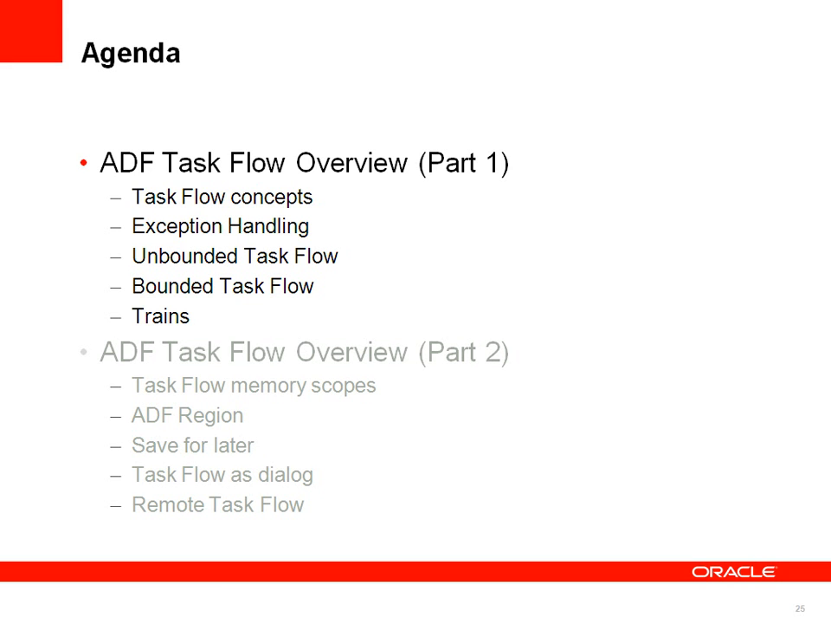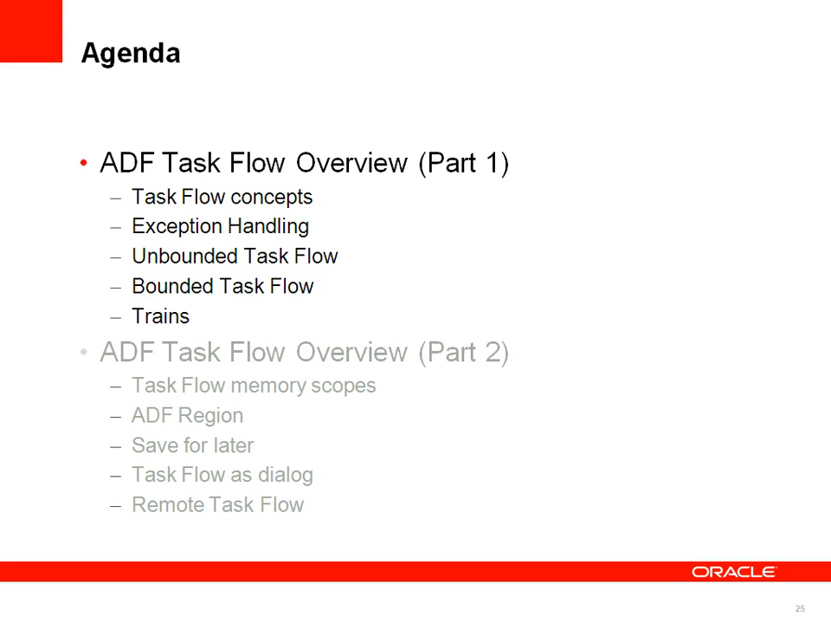In the second part of this series, we will talk about memory scopes. You briefly saw me selecting a memory scope, which is page flow scope, and you may have seen that there's a view scope, a backing bean scope. But what does that really mean? That's part of the second part.